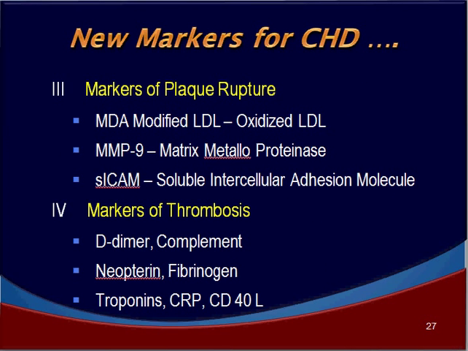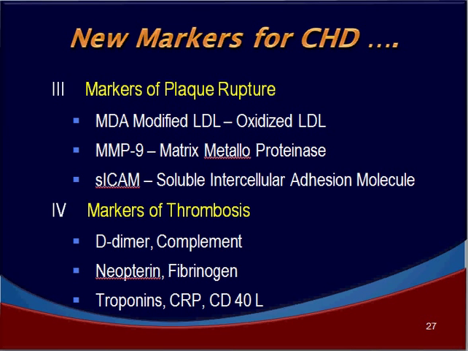The markers of plaque rupture, the markers which trigger the rupture or which will tell us that there is a plaque rupture are MDA modified LDL, oxidized LDL, MMP9, matrix metalloprotease 9, soluble intracellular adhesion molecules. Markers of thrombosis: D-dimer, complement, neopterin, fibrinogen, troponins, CRP and CD40L. All these tell that there is an ongoing thrombosis.